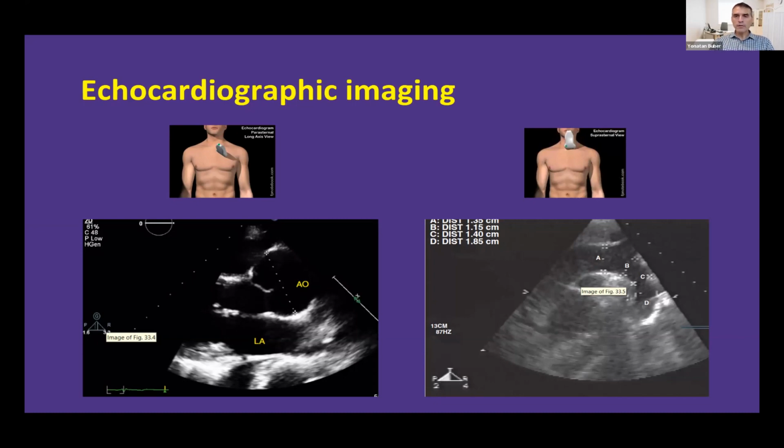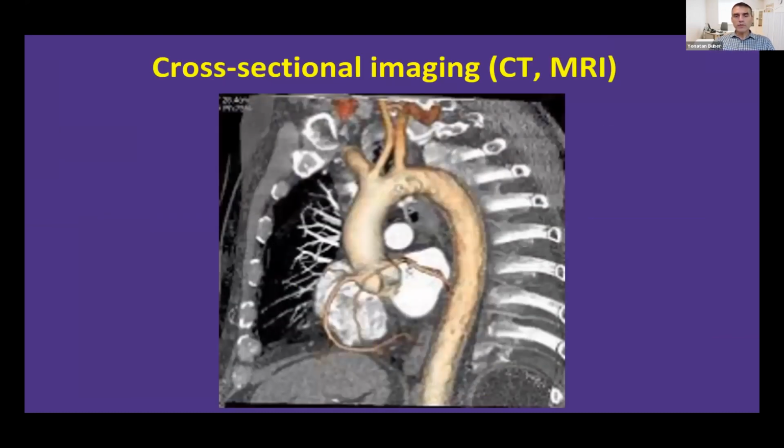And then on the right-hand side of the slide, you can see what we call the suprasternal notch view, in which the probe is placed on the lower edge of the neck, where we can see the aortic arch and the descending aorta. The echo provides us reasonable to good views of those areas, and we use that as a screening measurement. But obviously the more accurate views are provided with what we call cross-sectional imaging. So those would be the CT or the MRIs.